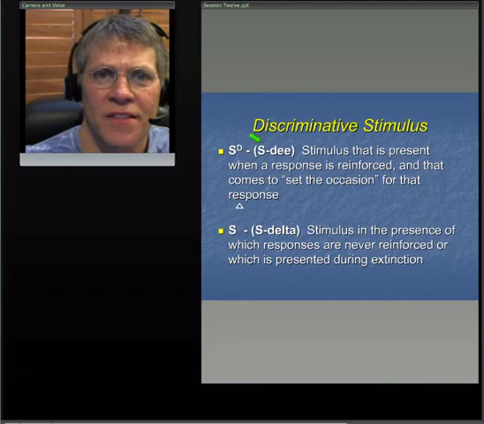Now, we also have another stimulus that comes to set the occasion for not responding. That is, an SD sets the occasion: if you make a response, you'll probably get reinforced. There are certain types of stimuli that set the occasion for not responding. For example, an out-of-order sign. When you see an out-of-order sign on a Coke machine, that's a stimulus that's correlated with actually extinction. Put your money in this machine, you're not going to get anything. We call that S delta.